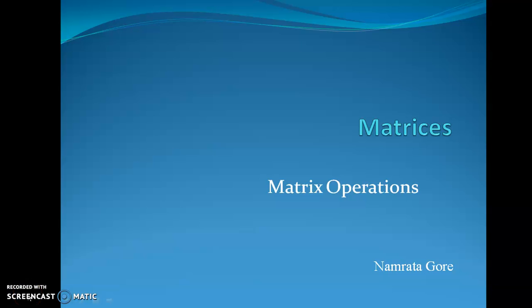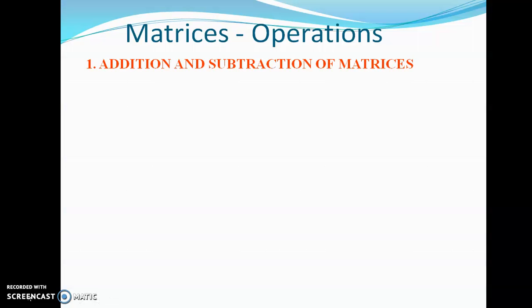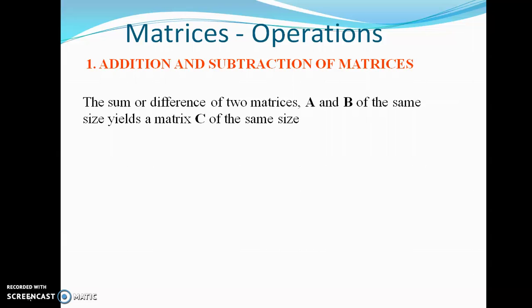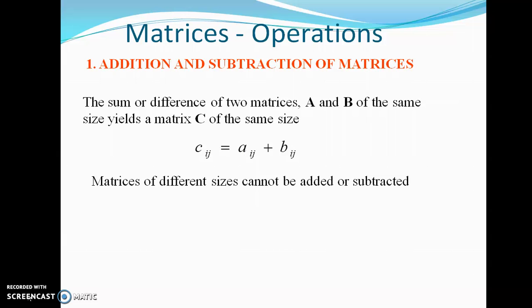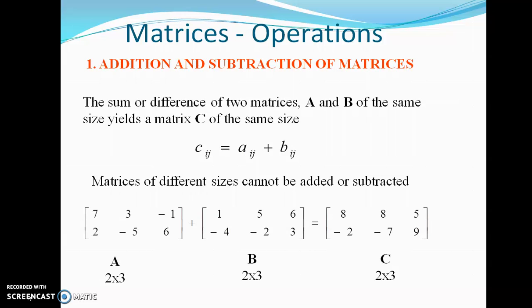Hello, let us learn matrix operations. The very first operations are addition and subtraction of matrices. For these operations, the dimension of the two matrices to be added or subtracted should be the same, as the corresponding elements get added or subtracted. If the dimensions of the two matrices are different, then addition or subtraction is not possible.